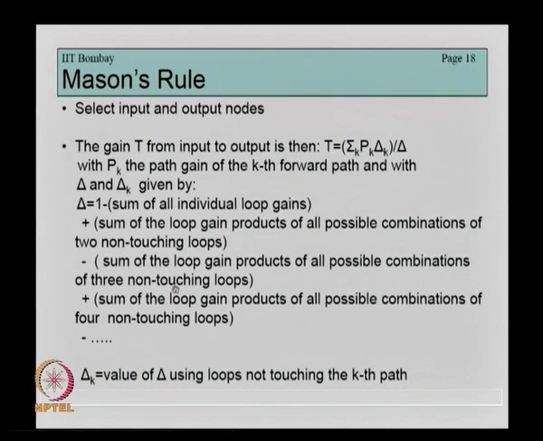And then this term is an extension of this concept, where instead of considering two non-touching loops, we will be considering three non-touching loops, and so on. As long as we have any such combinations, if we say have 5 non-touching loops, then we will have this term as well. If we do not have 5 non-touching loops, then this delta will end here. If we do not have more than 2 non-touching loops, then our delta term will end here.